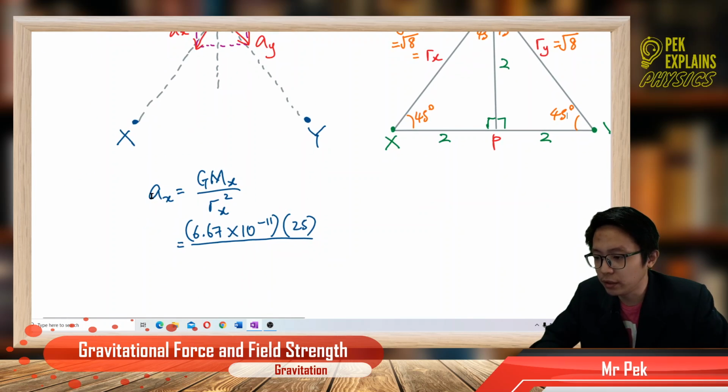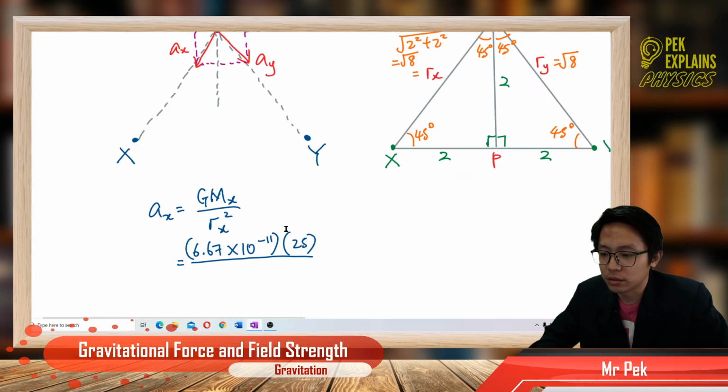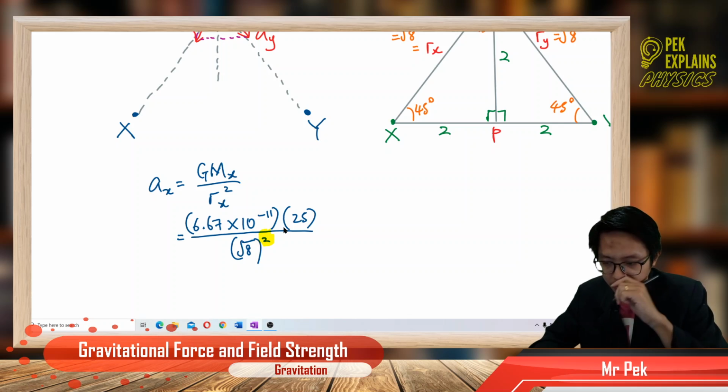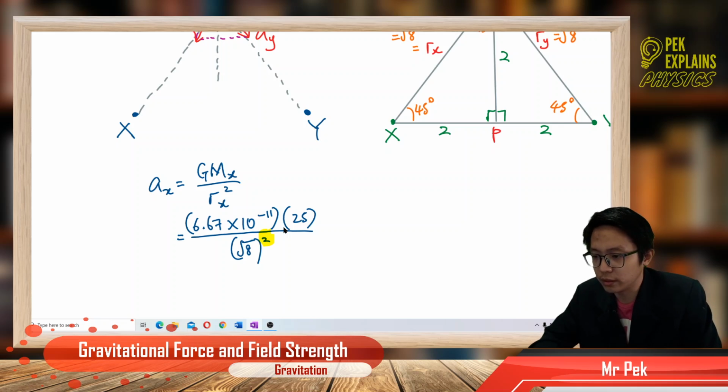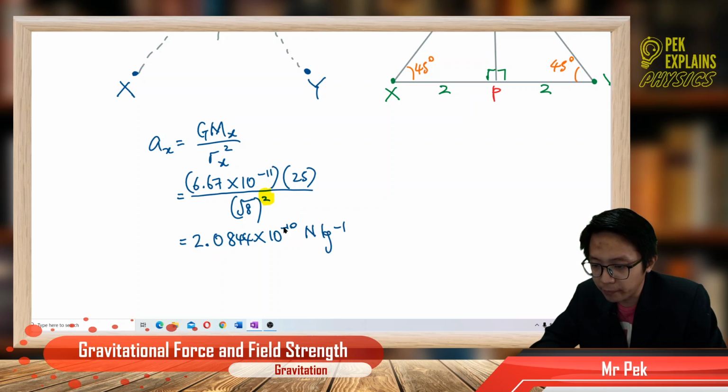We can find the value of Ax because we already got the distance. Okay, so this is root 8, but don't forget the square. Many students forget about this square. Yeah, they forget to square it. And what's the answer for Ax? Ax is 2.0844 exponent negative 10 Newton per kilogram.